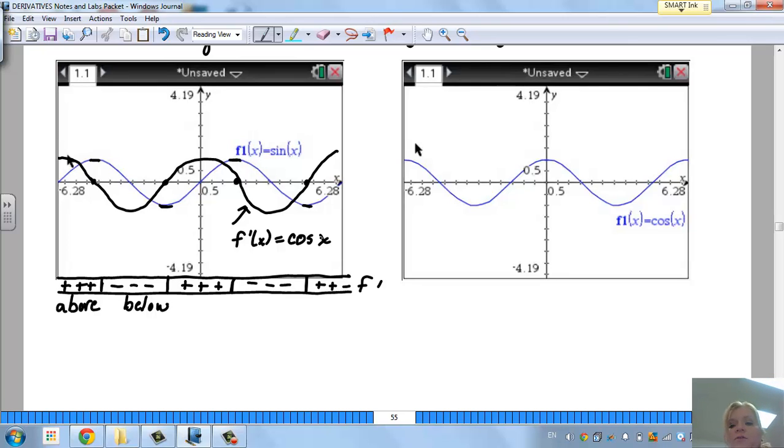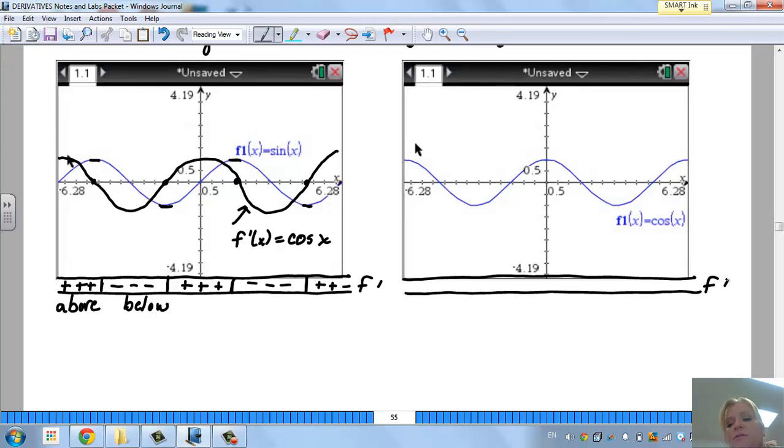Now let's look at the derivative of cosine. We're going to do the same method. We're going to do our f prime bar, which is just a number line, and we're going to sketch the derivative using if it's increasing or decreasing. So right here the slope is 0, so I know it's going to cross here. The slope is 0 here, it's going to cross here. Draw our line. And I continue on.